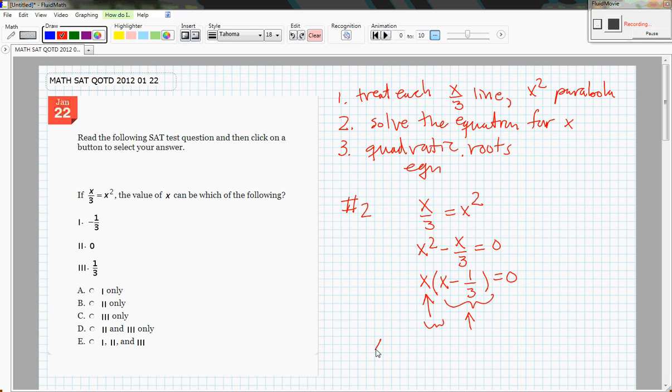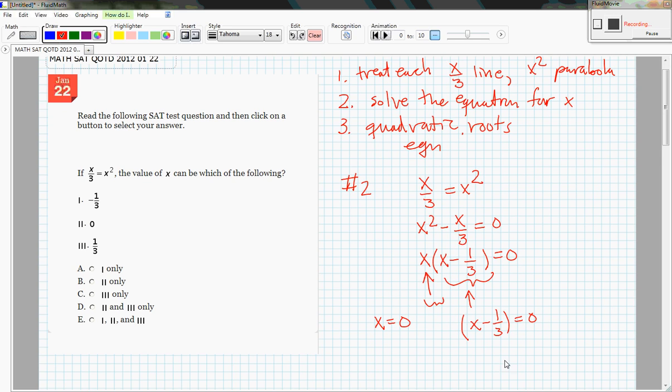The way we do that in math is we set x equal to 0 as one solution, and x minus 1/3 is another solution. Both of those have to be equal to 0. In fact, from this, now solving for x, you get x equals 1/3. They give you some choices: minus 1/3, 0, and 1/3. So far we've checked that these two work.